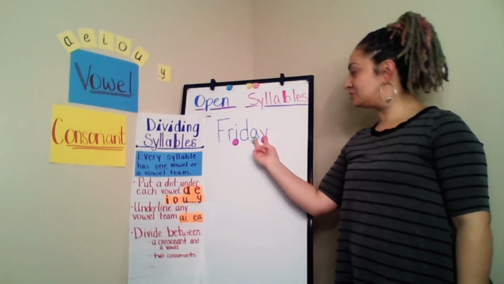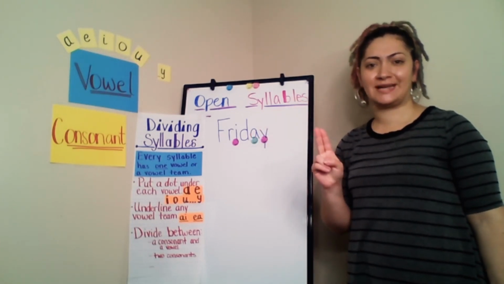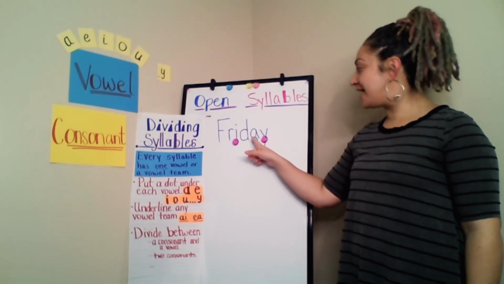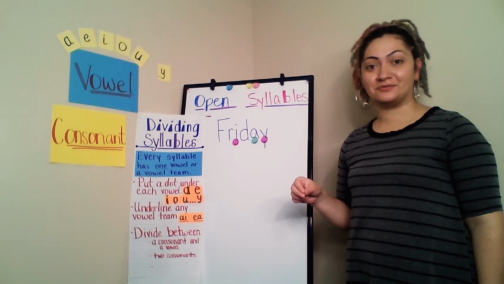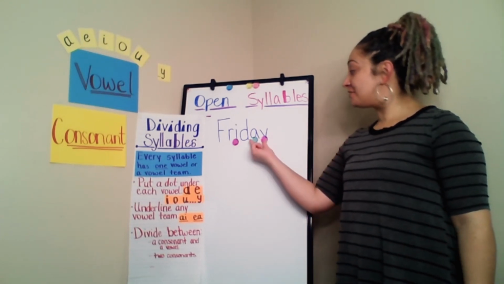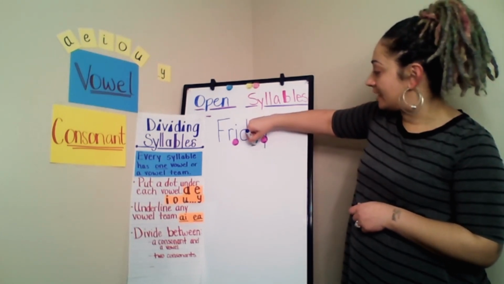I see that these two vowels are together. Let's decide if they're working together as a team to see if we need to underline it. I know AY can make its own sound. A. Yeah, it makes a long A sound. So I know these two can be a team. So we can go ahead and underline those two.